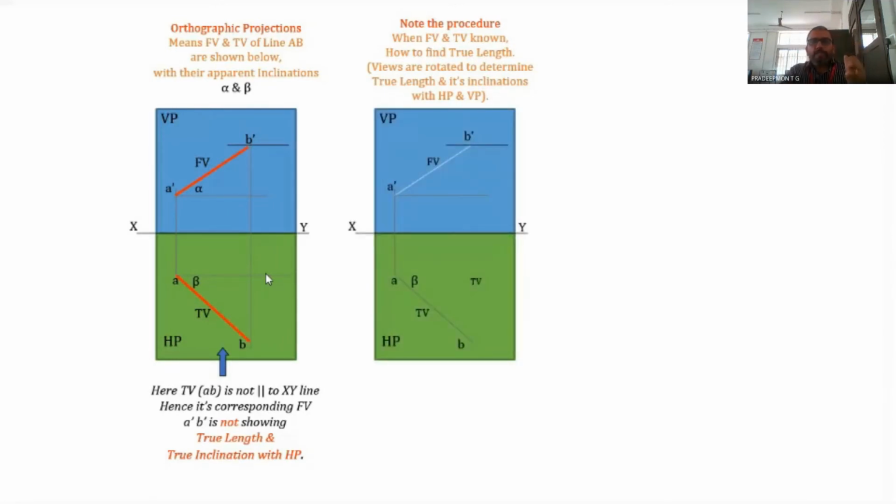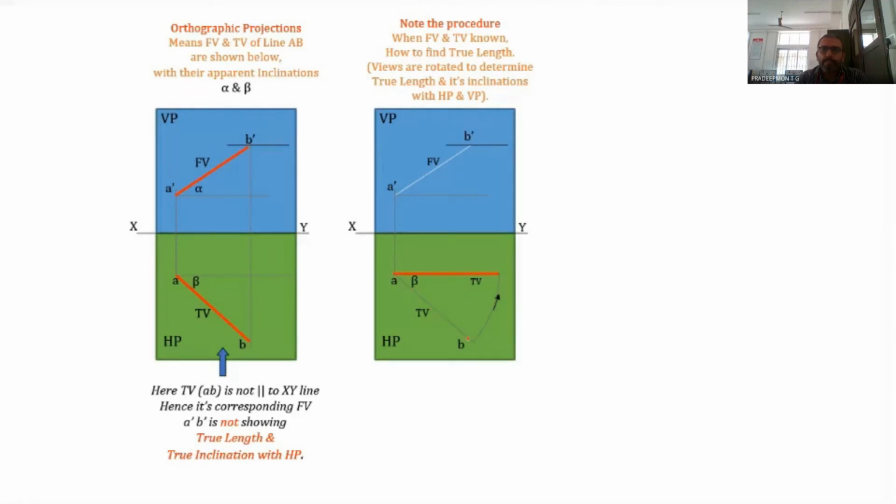This is the condition in which the front view is shown as a dash b dash and the top view as ab. What we do is rotate the top view in such a way that we keep a as the center and b is rotated upward in order to make it parallel to the XY line. Like this, it is being rotated. Now this new line, the red line, will have the same length as ab.